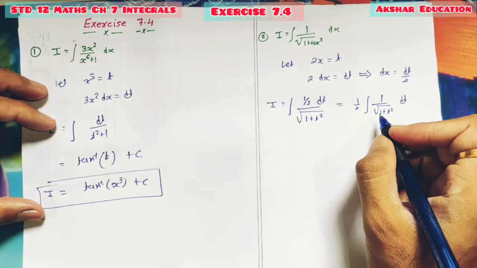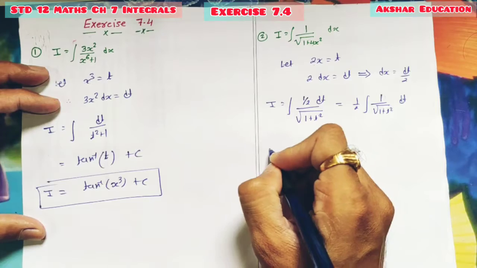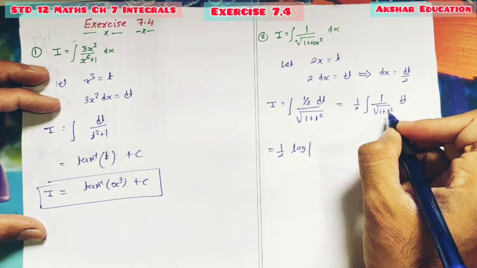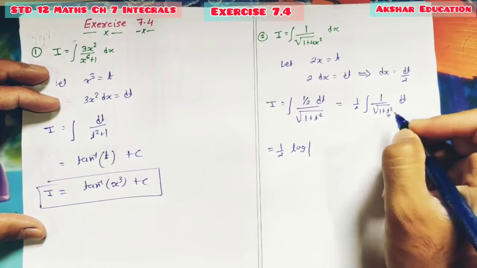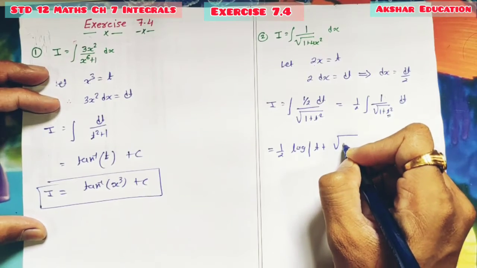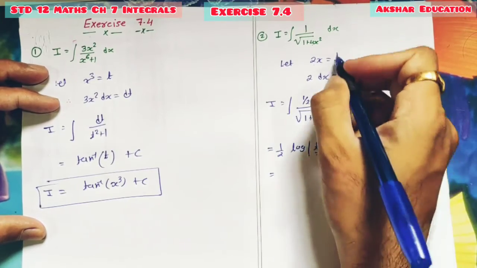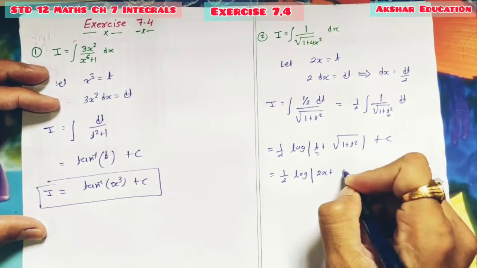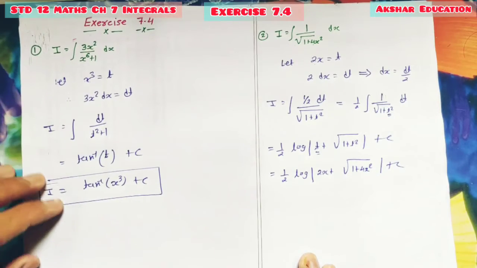Done. So this is our formula, 1 upon square root of x square plus a square. The integration of this one is log of mod x plus square root of x square plus a square. Here, instead of x square we have t square. So this is 1 by 2 log mod t plus square root of 1 plus t square plus c. Now replace the value of t. T is 2x. So it's 1 by 2 log mod 2x plus square root of 1 plus 2x whole square, so 4x square, plus c is the answer.